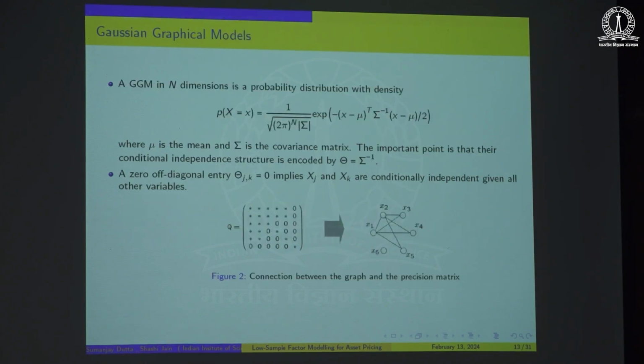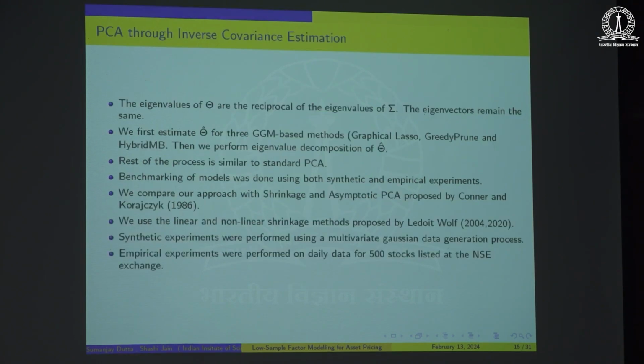So this is GGMs for you, a very basic introduction. What it essentially tells is that the inverse of the covariance matrix encodes the information about the partial correlation between different variables. Not going into the details of it in the interest of time. The property that we exploit while using the inverse covariance matrix estimate is that the eigenvalues of theta are the reciprocal of the eigenvalues of sigma. Sigma is the covariance matrix and theta is the inverse. The eigenvectors remain the same.